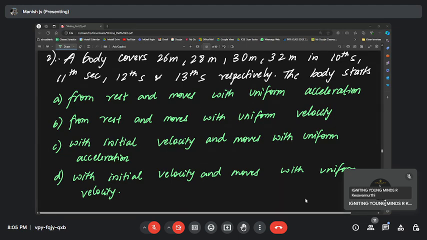If you calculate, the acceleration also is going to be uniform in this particular case. So there is an initial velocity associated with the body. That is the reason it is covering 26 meters first itself. Then 28, appropriately it is changing. So there is uniform acceleration with some initial velocity. That is the reason the answer is C. Very good.